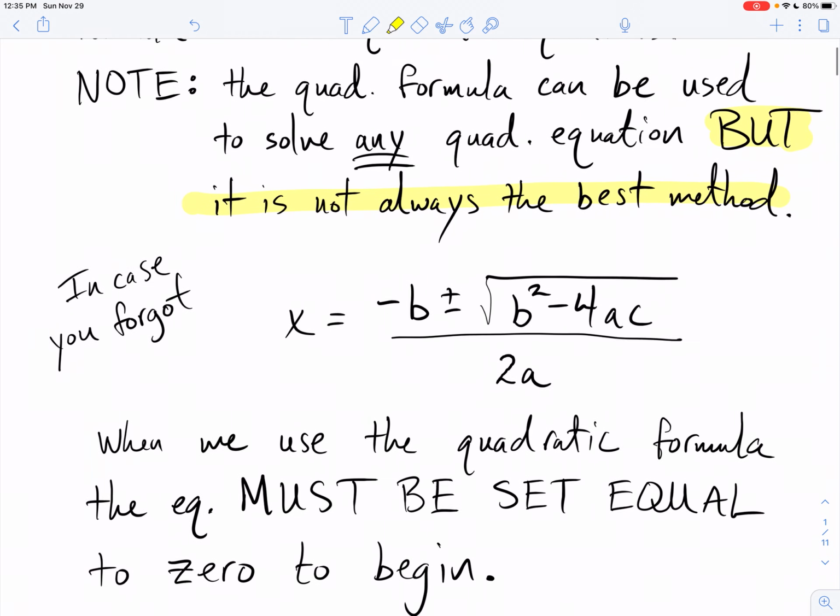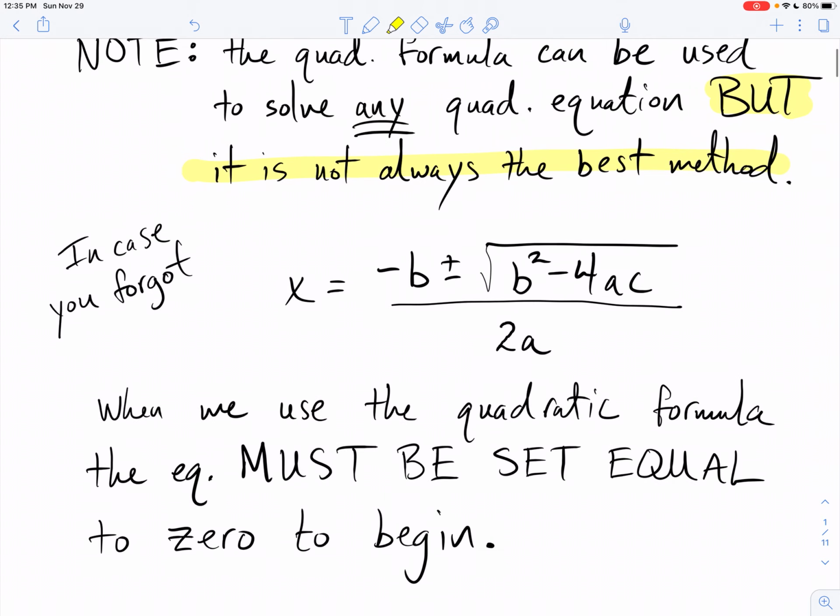I'm going to show you one of the shortcuts, and then I'm going to give you some practice problems. So just remember, when we use quadratic formula, you must be set equal to 0 to use it. All right, guys, we'll pick it up on the next video, part B.